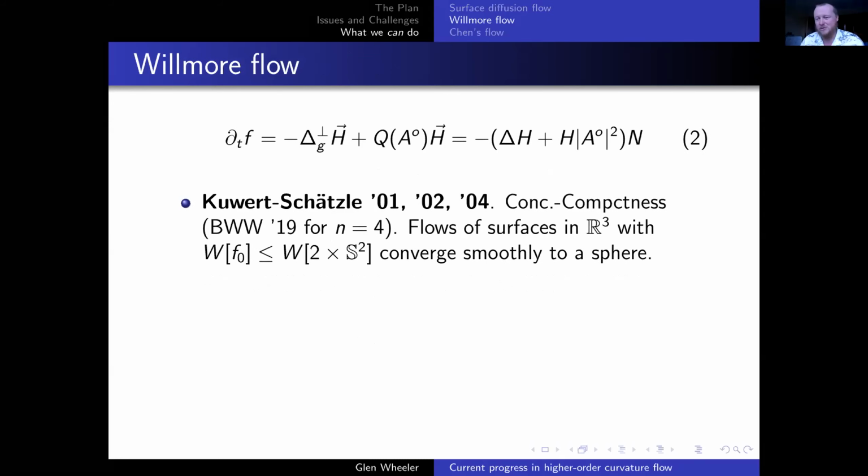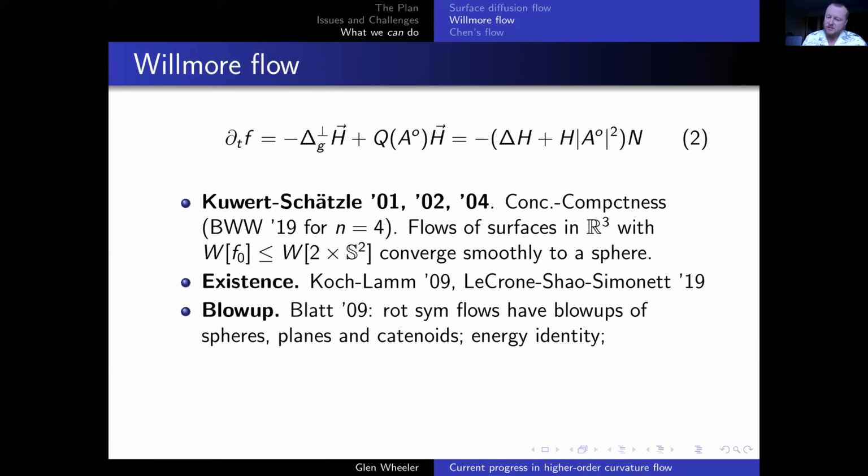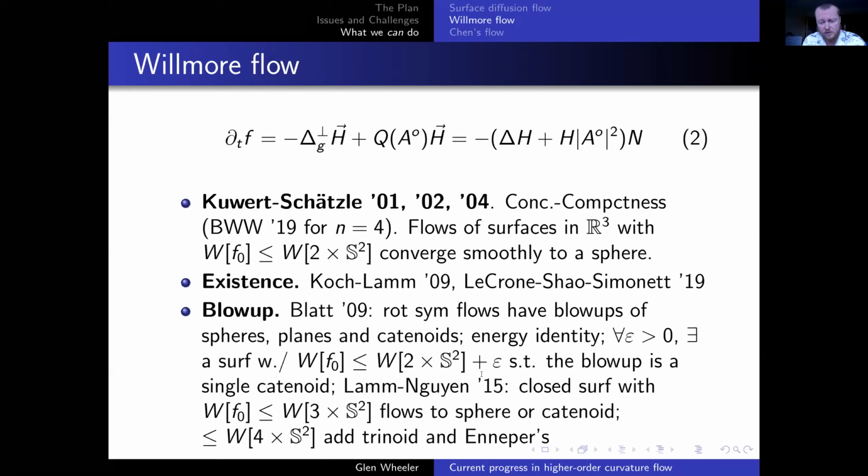Willmore flow, I've talked a little bit about Willmore flow already, but this is the lightning speed description. I mentioned already Kuwert and Schätzle's breakthrough papers, which show that if the Willmore energy is below 8π, it converges to a sphere, and that's only in R^3 and sometimes with a different energy condition in R^4. And Chill and Blatt has classified blow-ups of rotationally symmetric Willmore flows. There's an energy identity, and there's these examples that blow up in possibly infinite time that's not known. Lamm and Nguyen in 15 extended this to include energy up to 16π, 4 times a sphere, where you add trinoids, Oedipus surfaces, and catenoids.